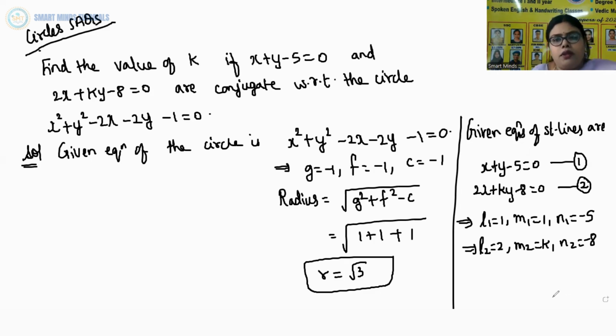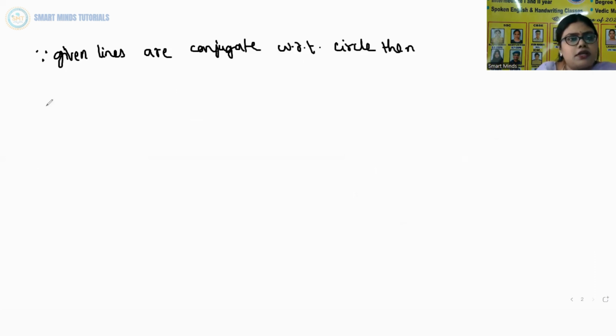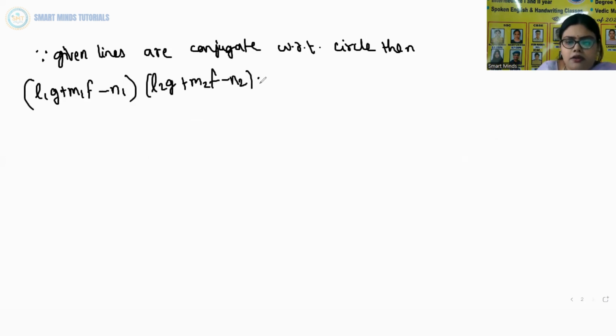Now after getting l1, m1, n1, l2, m2, n2 and r, we write the condition. So since the given lines are conjugate with respect to the circle, then we have a condition. What is the condition? (l1 g plus m1 f minus n1) into (l2 g plus m2 f minus n2) is equal to r square into (l1 l2 plus m1 m2).